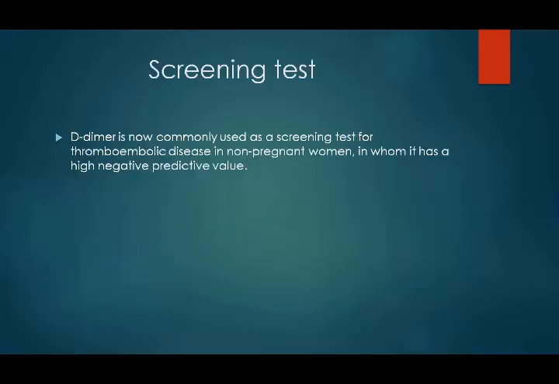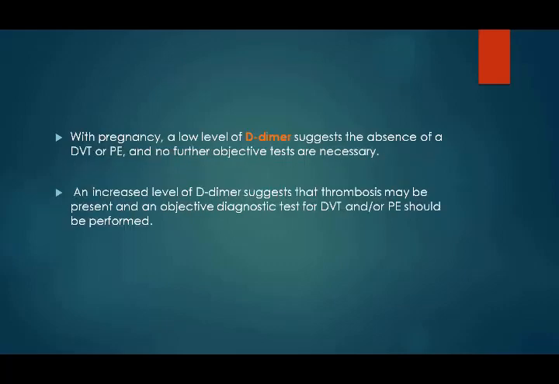Now, coming to the screening test. D-dimer is now commonly used as a screening test for thromboembolic disease in non-pregnant women, in whom it has a high negative predictive value. With pregnancy, a low level of D-dimer suggests the absence of a DVT or PE. So therefore it has a good negative predictive value, and no further objective tests are thus necessary.